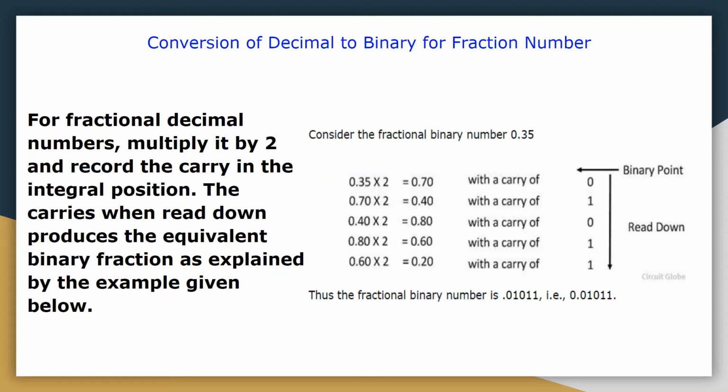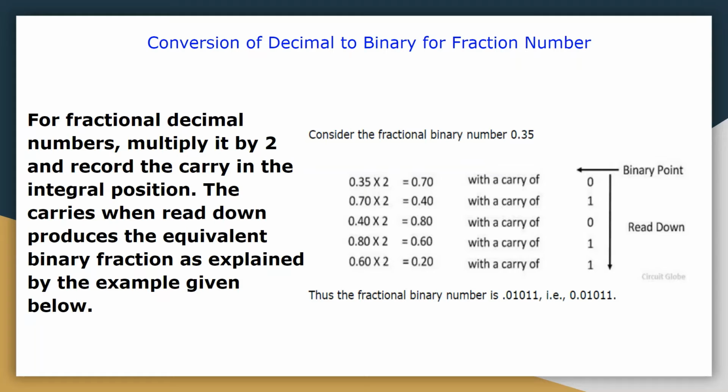Next, if we multiply 0.70 by 2, it produces 1.40. That one is carried forward, so we have to separate that one. Then we leave the positions after the decimal point, that's 40. In the next line we multiply it by 2, that produces 0.80, and the carry is 0.